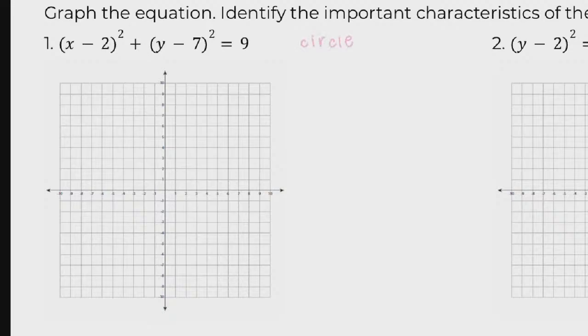So for a circle, we need to know the center, which is going to be (h, k). So this number is h and this number is k, so it's at (2, 7). And then the radius is going to be the square root of this number. So r squared equals 9, so that means r equals 3. So my center is at (2, 7) right here. And now I'm going to go 3 in all directions to create my circle. So I'm going 3 up, 3 to the left, 3 down, and 3 to the right, and then drawing a circle.